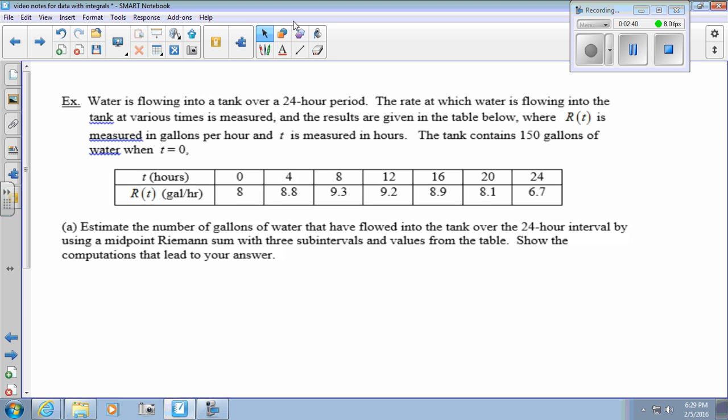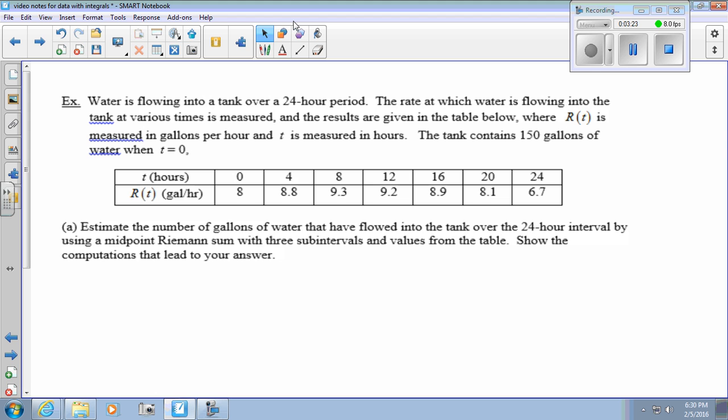So to estimate with a midpoint Riemann sum the number of gallons of water, it would be the integral from 0 to 24 of R of t, but again, we're estimating that integral using a midpoint sum. Midpoint means we're working with rectangles, and if I'm working with rectangles, then I need my length times my width. The width of the interval is going to be 8 in all of these cases, because from 0 to 8 we have a difference of 8, from 8 to 16 a difference of 8, and from 16 to 24. So these are all even, but it doesn't always have to be.